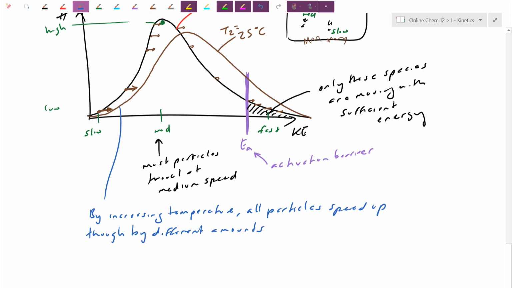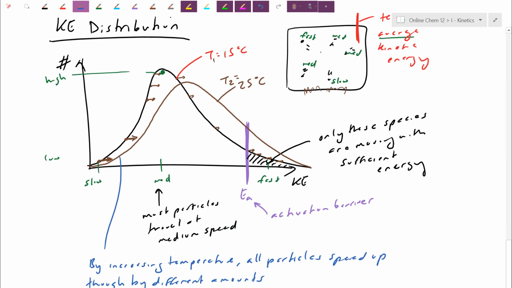Now, the overall number of particles in my container stays the same. So if I took the total number underneath my first curve and the total number underneath the second curve, the area underneath my first curve should be identical to the second curve here. But because I'm at a slightly hotter temperature, now my thermometer reads maybe 25 degrees. Now my average energy is faster. Those medium speed particles are now moving a little bit faster here.